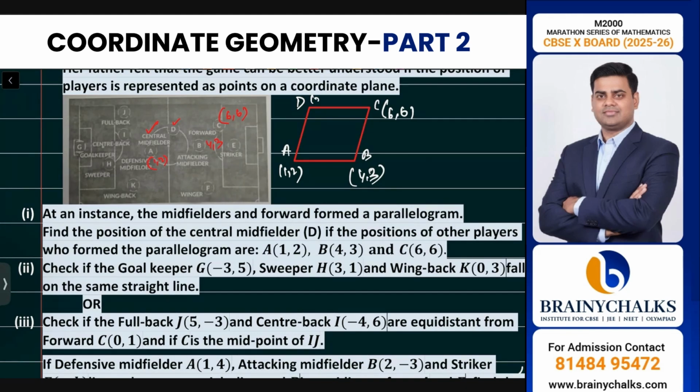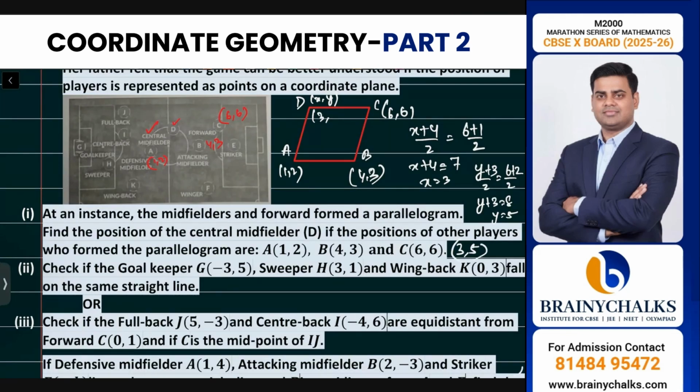If D is (x, y), then (x plus 4) by 2 is equal to (6 plus 1) by 2. Diagonals of the parallelogram bisect each other. So x plus 4 equals 7, x equals 3. And y? Similarly, (y plus 3) by 2 is equal to (6 plus 2) by 2. So y plus 3 equals 8, y equals 5. So it is 3, 5. 3, 5 is the answer.